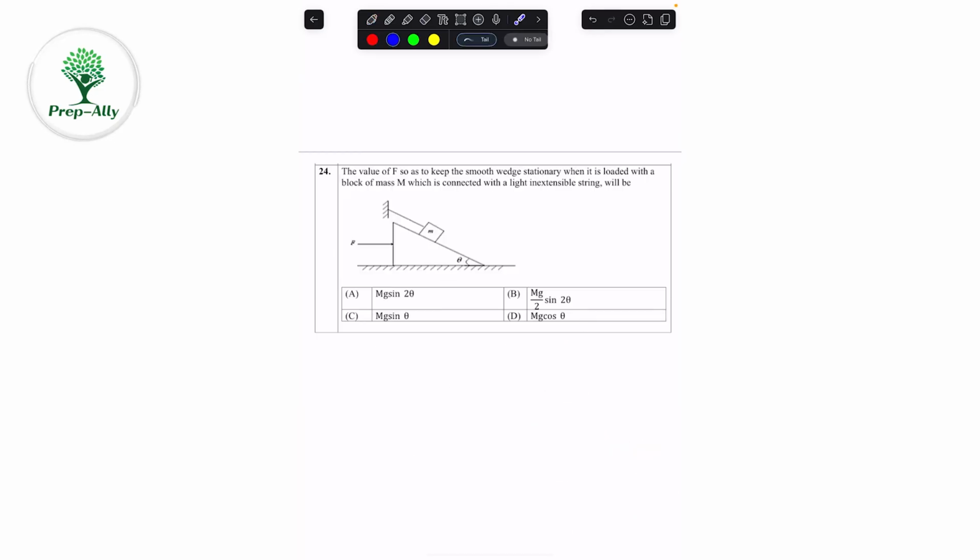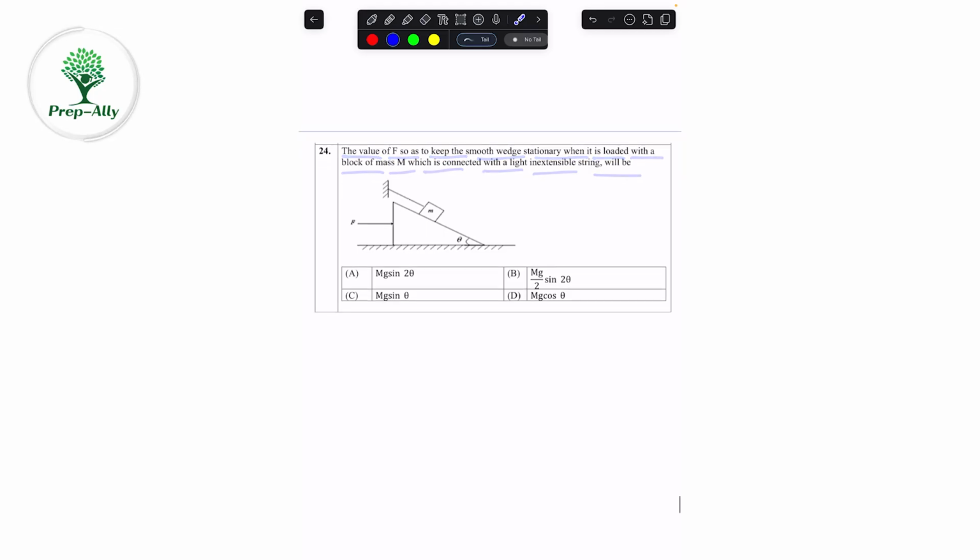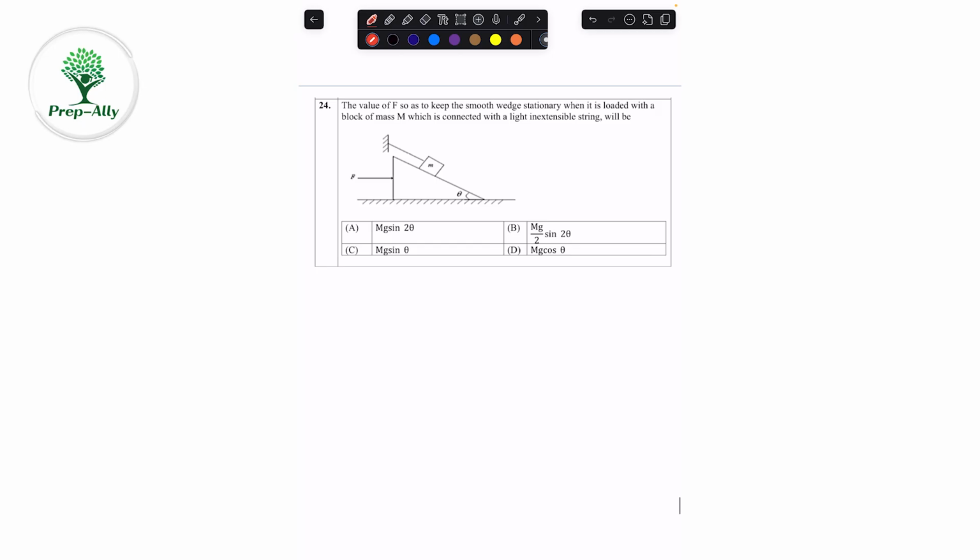Now we are going to solve the 24th question of this exam. In this question, the value of F so as to keep the smooth wedge stationary when it is loaded with a block of mass M, which is connected with a light inextensible string, will be. So for this block, if you see, in that direction the force will be mg sin theta. Upward will be tension. It will be applying a force downward of mg cos theta.